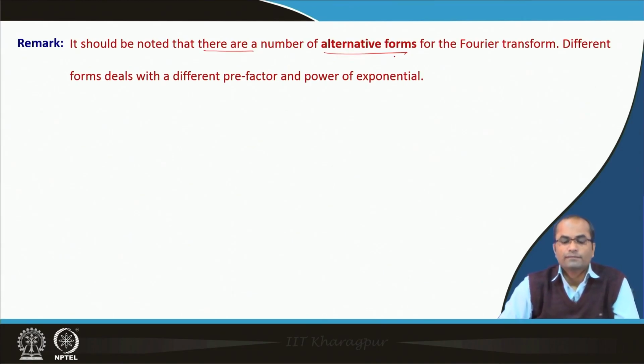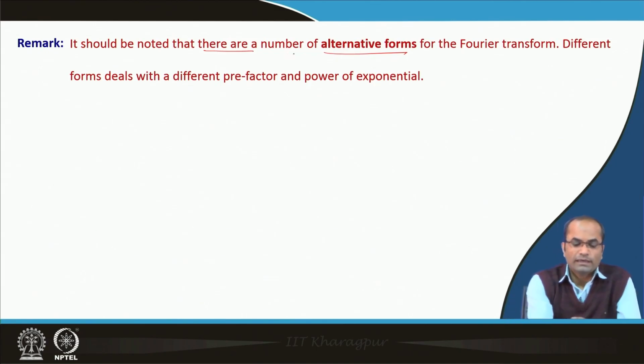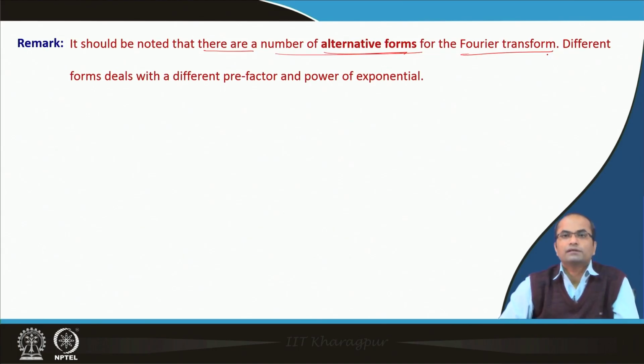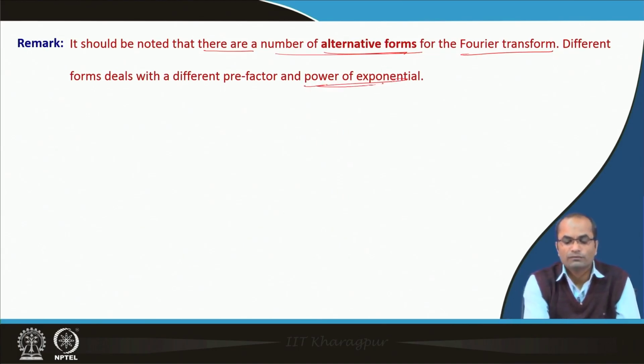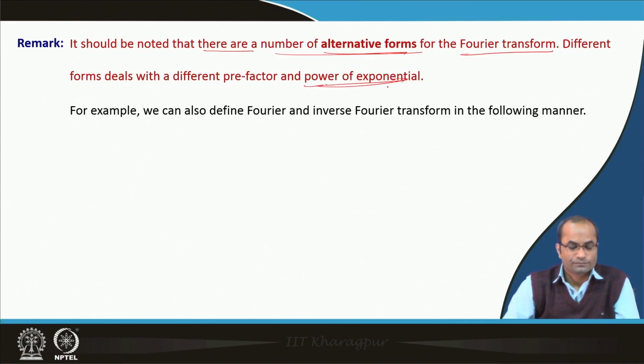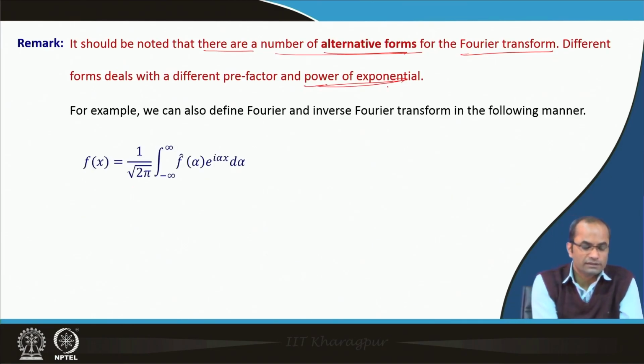Now, just a remark: it should be noted that there are a number of alternative forms, because during the derivation we have seen that we can split in various ways, because there was a factor there. In the process of coming to this complex form we have this plus I or minus I. That can also be considered as minus I, though we have taken here just the plus I form. So there are many alternate forms of this Fourier transform, and different forms deal with different prefactors and different signs of the exponential.